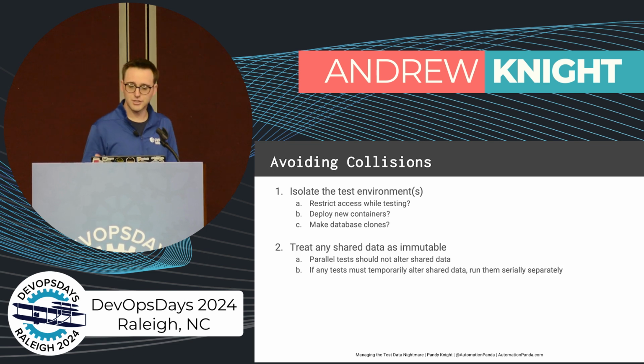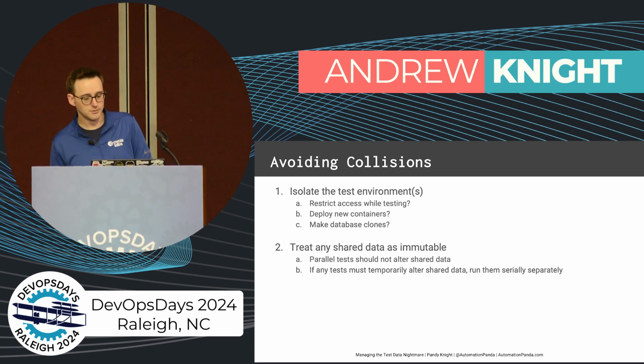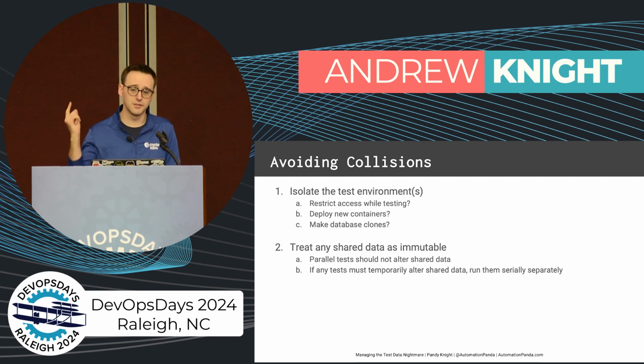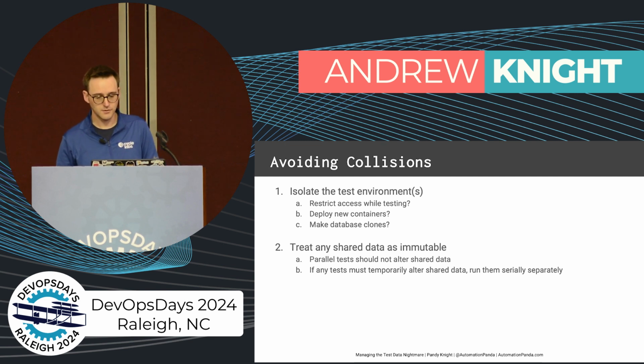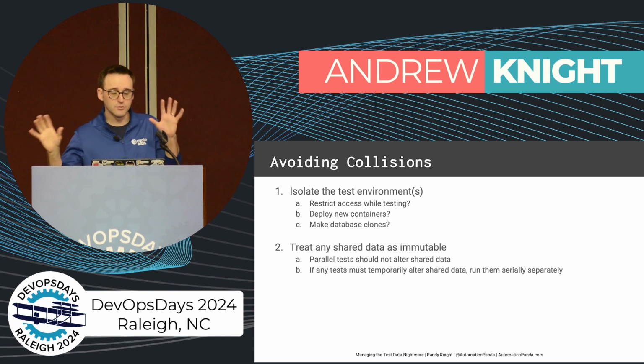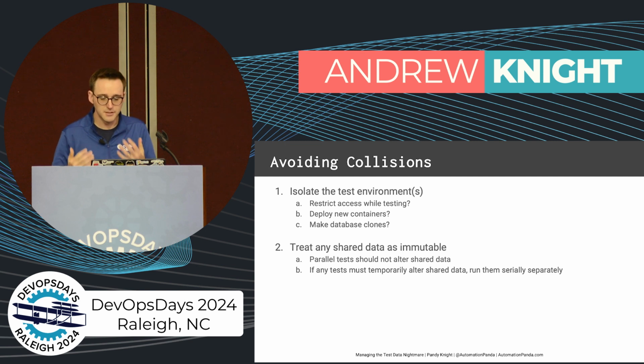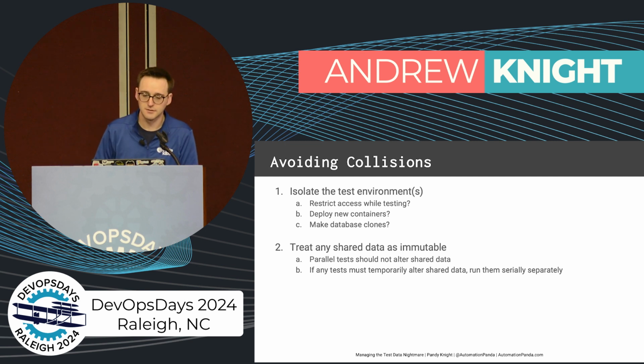Secondly, treat any shared data as immutable. Sometimes shared product data is unavoidable. For example, if you're running tests in parallel against one instance of a system, or if an application has multiple components, certain components might be difficult to isolate for testing. Whenever data must be shared, treat that data as constant. Any changes in shared data could break tests.